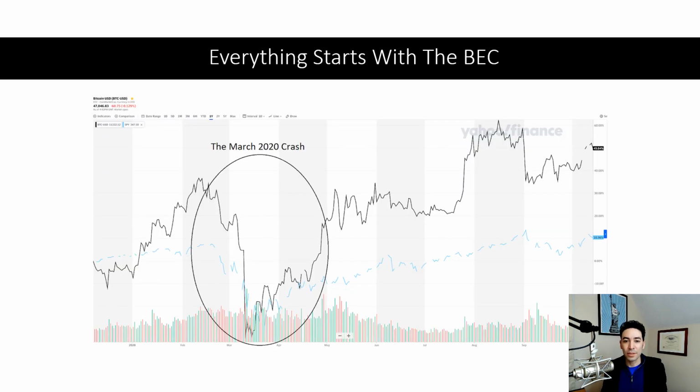Everything starts with the basic economic cycle indicator, the BEC. The reason for that is because when the macroeconomy crashes, everything goes down. Here's an image of the March 2022 crash. There's Bitcoin and the SPY. The SPY is a little blue dotted line. That's the S&P 500, an ETF of the S&P 500.